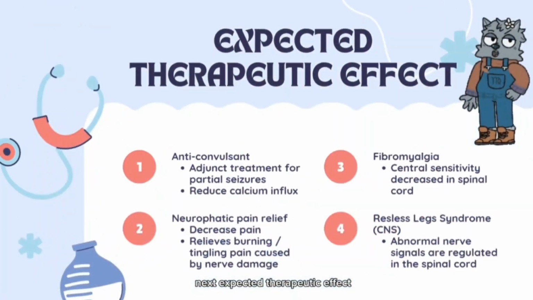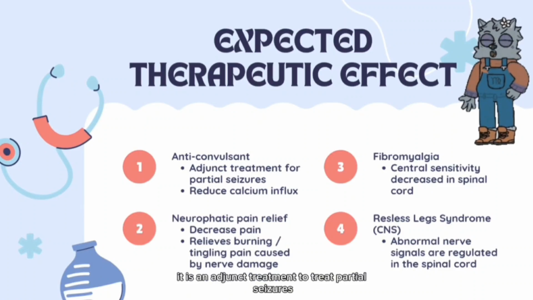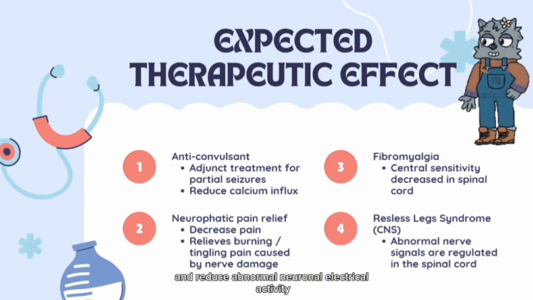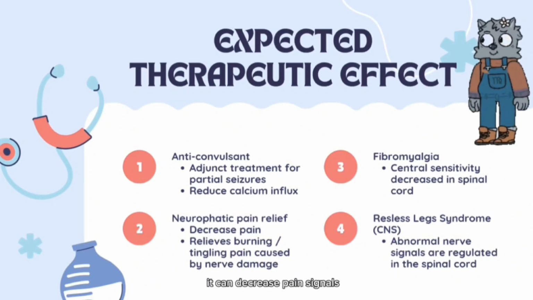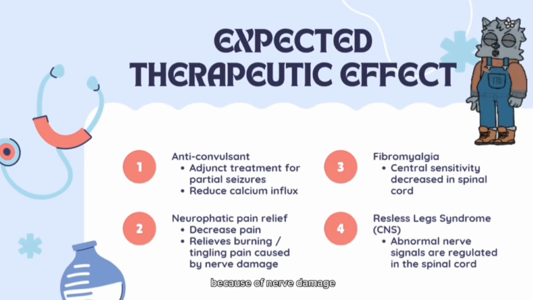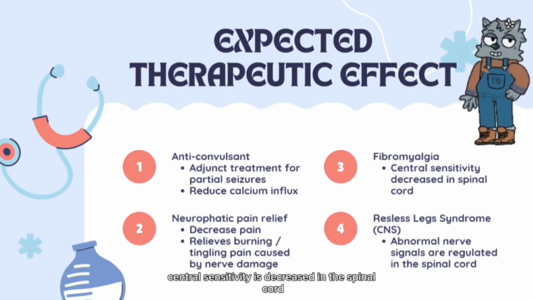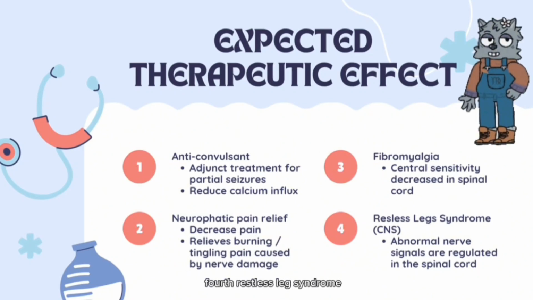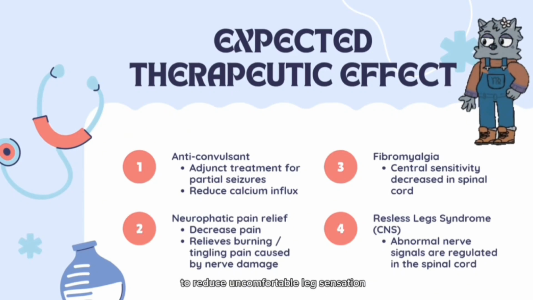Next, expected therapeutic effect. First, anticonvulsant. It is an adjunct treatment to treat partial seizures. It can reduce calcium influx and reduce abnormal neuronal electrical activity. Second, neuropathic pain relief. It can decrease pain signals like glutamate and substance P. It relieves burning or tingling pain because of nerve damage. Third, fibromyalgia. Central sensitivity is decreased in the spinal cord. Fourth, restless leg syndrome. Abnormal nerve signals are regulated in the spinal cord to reduce uncomfortable leg sensation.